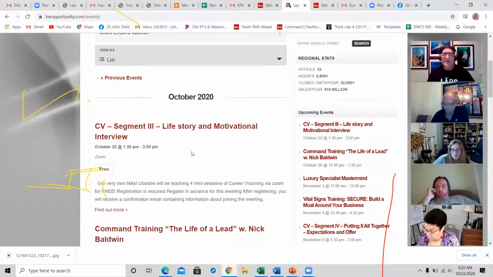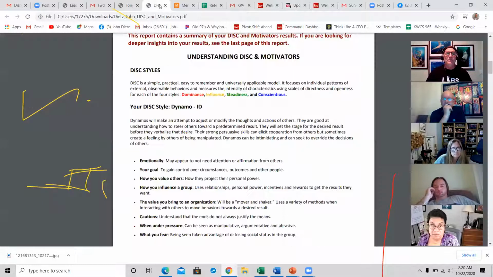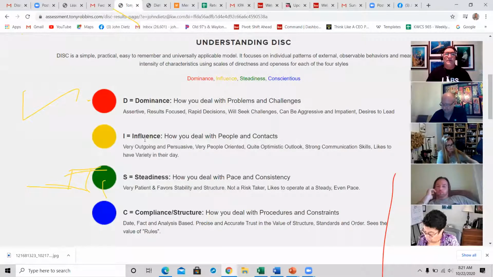And Alex, I'm going to take career visioning every single time I have the opportunity to take the class. This is where I'm going to learn how to identify the right person for the right role. It's kwopportunity.com. Now, if I go back to the previous screen, if I'm hiring somebody who is going to be my lead listing specialist, what are the dominant characteristics that I'm looking for in a lead listing specialist?